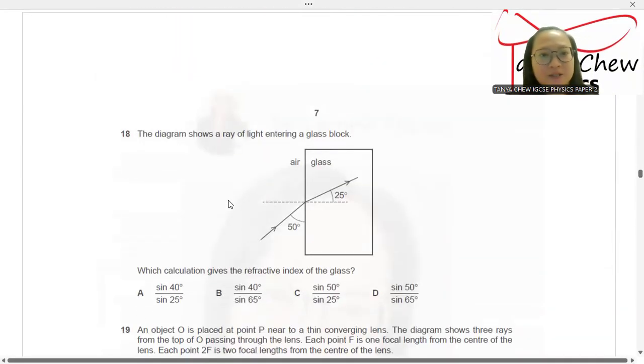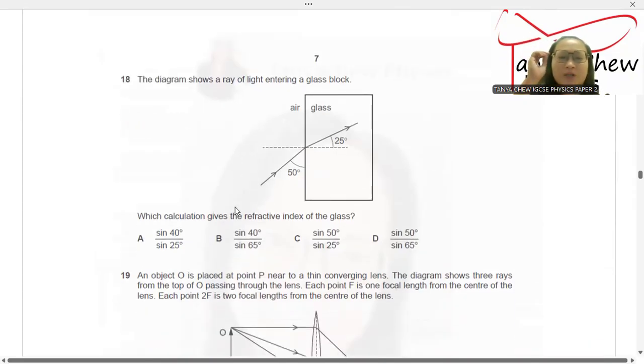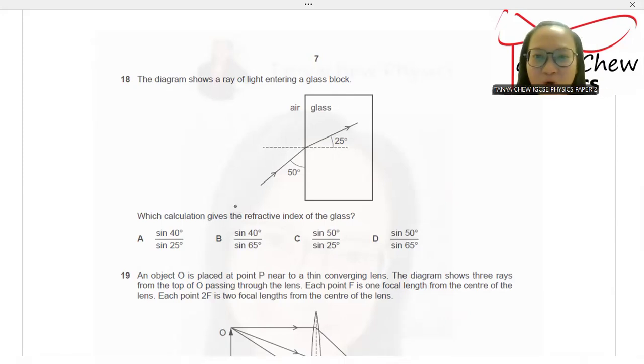Number 18, the diagram shows a ray of light entering a glass block. Which calculation gives the refractive index of the glass? Now, this is the symbol of refractive index. When the light ray travels from air, which is less dense, to glass, the equation is sine of the incident angle over sine of the refracted angle.